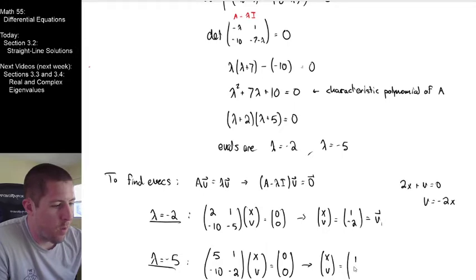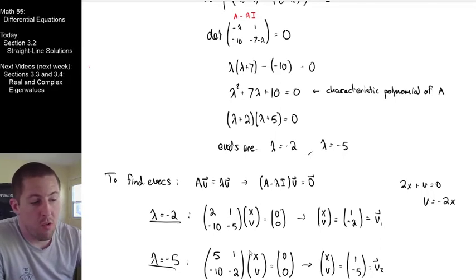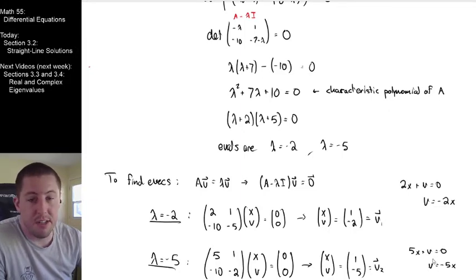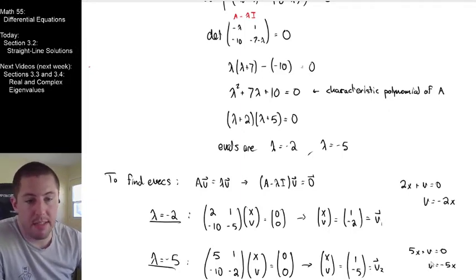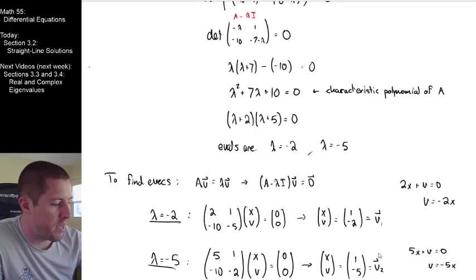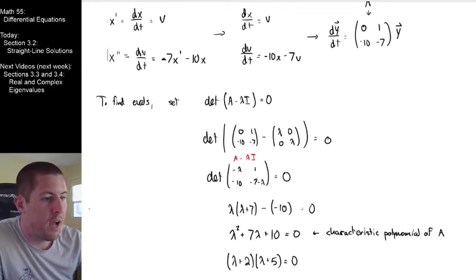So it feels to me like (1, -5) is going to be a suitable choice here for v2. If you want, you can go ahead and write out the matrix multiplication associated with this line, which would tell me 5x plus v equals 0. And so v equals -5x. And therefore, you could then say to yourself, okay, pick any ordered pair that satisfies this. Well, if x is 1, then v is -5. And that's exactly what I've selected for myself right there. I just did the mental math version of it instead of the write-out-an-equation version of it.